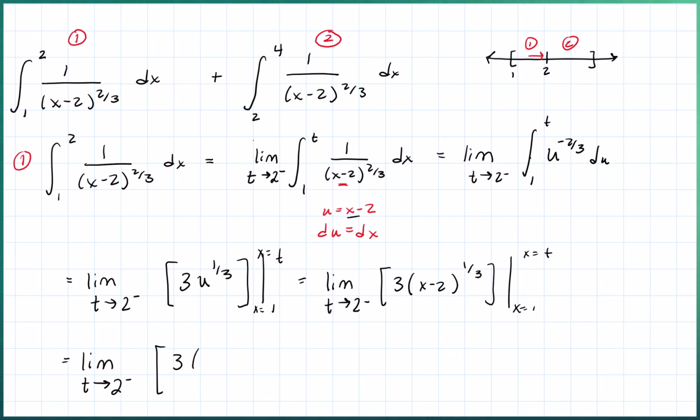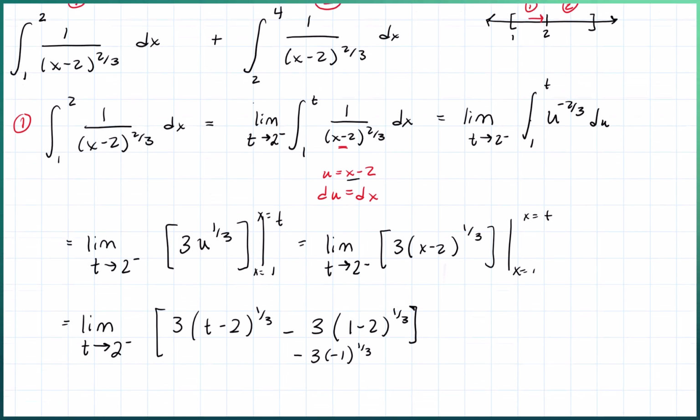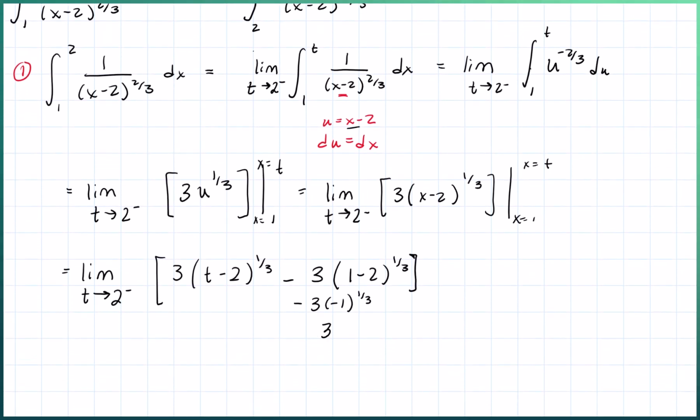So this is 3 times (t minus 2) to the 1/3 minus 3 times (1 minus 2) to the 1/3. Well, 1 minus 2 is negative 1, so that's a negative 3 times the cube root of negative 1, which is negative 1. So this ends up becoming 3. And we've got 3 times (t minus 2) to the 1/3, and we still need to take the limit as t approaches 2 from the left.